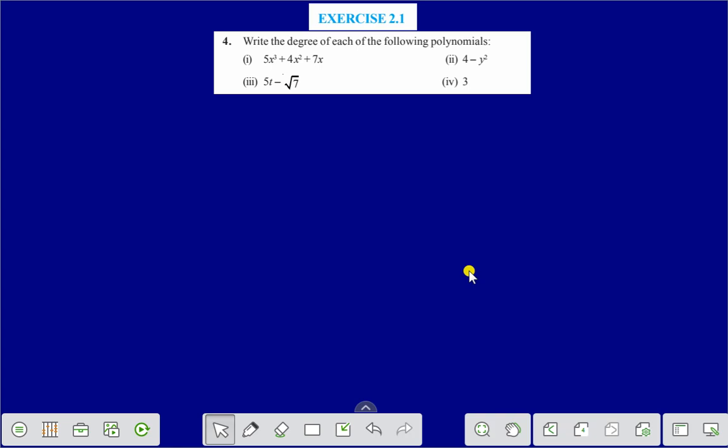Hello everyone, today we shall discuss exercise 2.1 question number 4. Write the degree of each of the following polynomials. Here you see number 1. Number 1 is 5x to the power 3 plus 4x to the power 2 plus 7x.